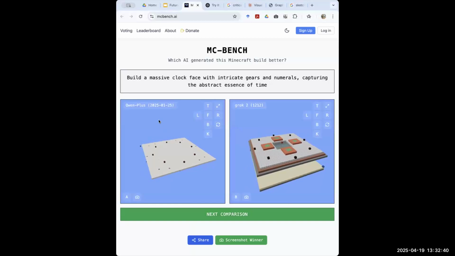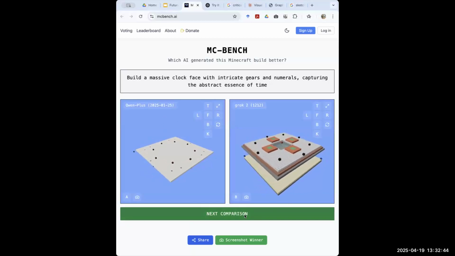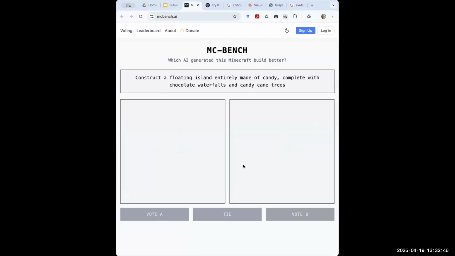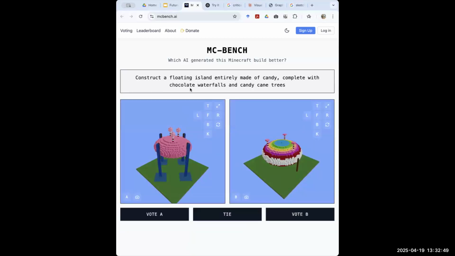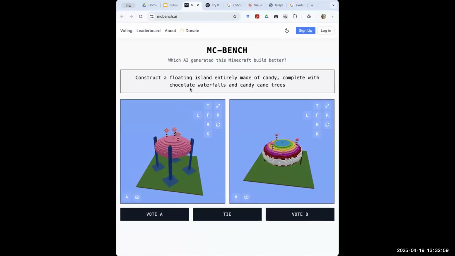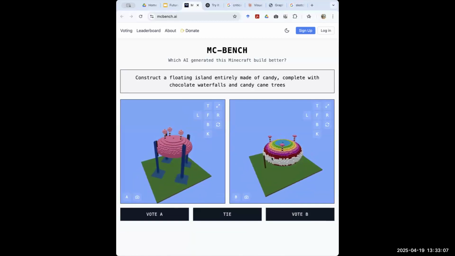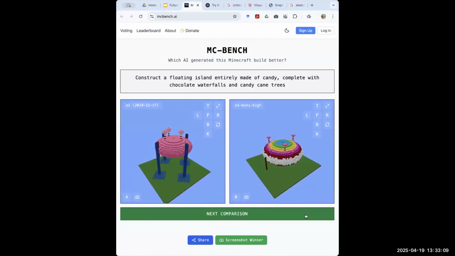So on the left is Command Plus, and on the right is Grok 2. A very interesting comparison. Let's see what's next. It says construct a floating island entirely made of candy. Okay. Complete with chocolate waterfalls and candy cane trees. I would say the one on the right looks more like candy, has chocolate waterfalls. So let's see what the model on the right is.